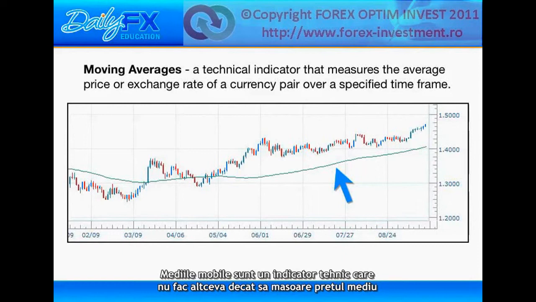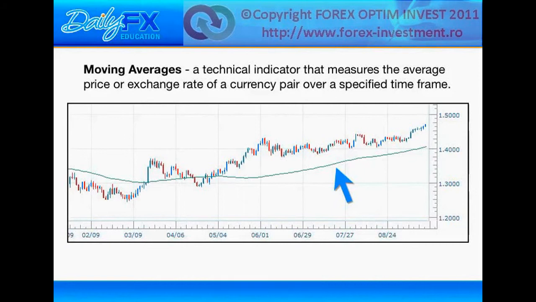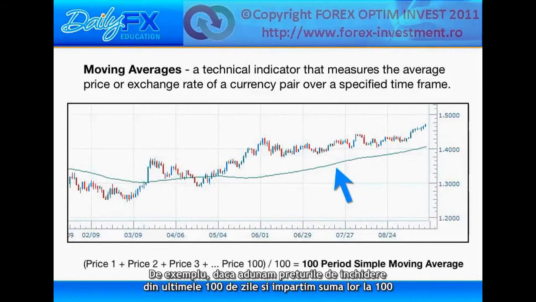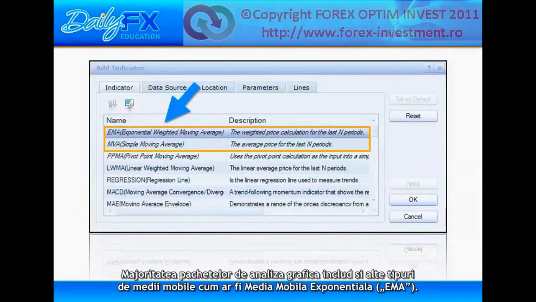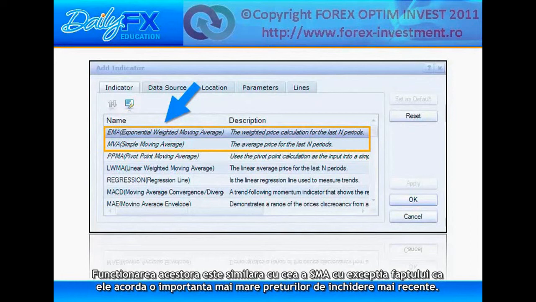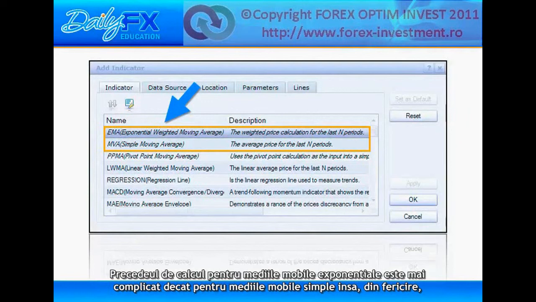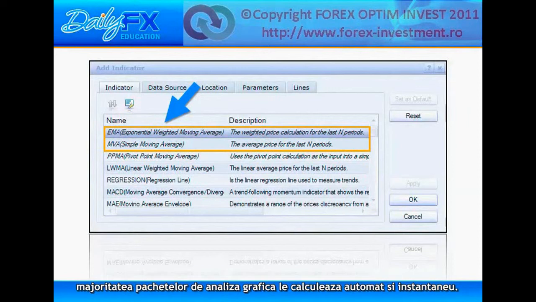Moving averages are technical tools that simply measure the average price or exchange rate of a currency pair over a specified period of time. For example, if we take the closing price of the last 100 days, add them together, and divide the sum by 100, we've created a 100-day simple moving average, or SMA. Most charting packages include other types of moving averages to include an exponential moving average, or EMA. They work the same as simple moving averages, except they place greater weight on the more recent closing prices. The process of calculating an exponential moving average is more complex than that of simple moving averages, but fortunately most charting packages calculate them automatically and instantaneously for you.